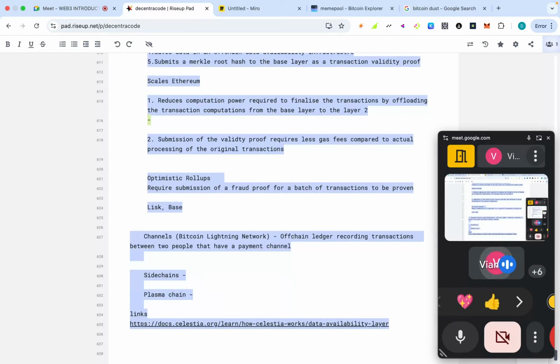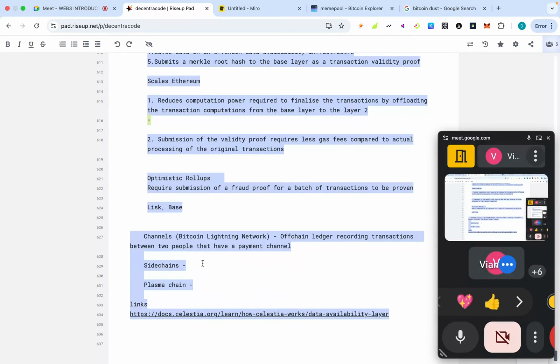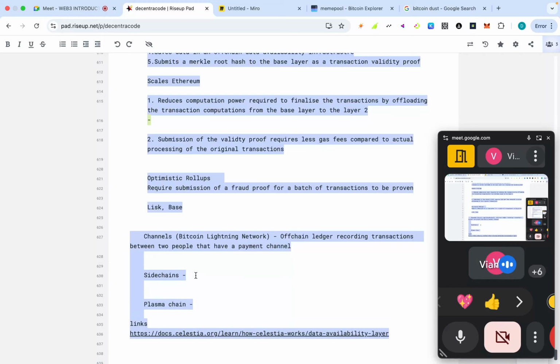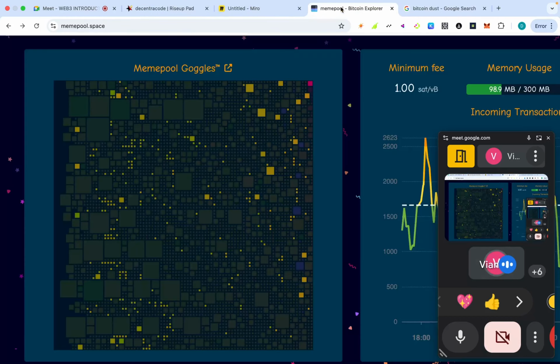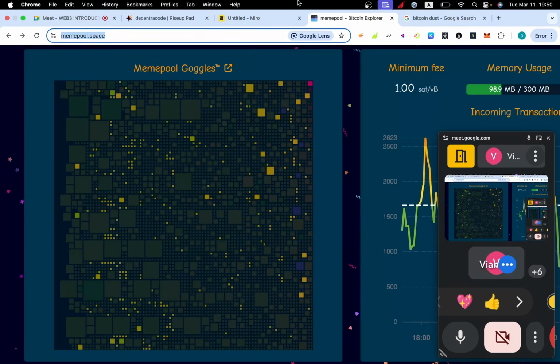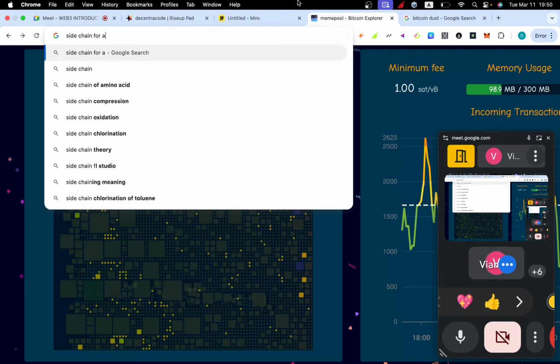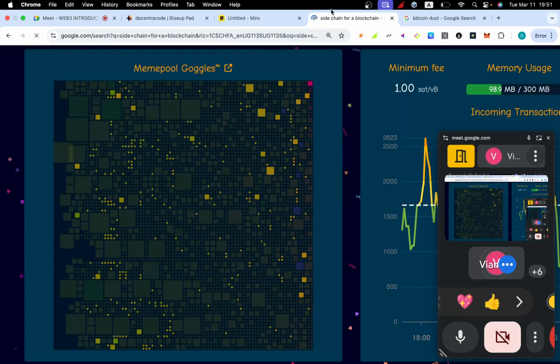Okay, side chains work essentially like roll-ups do. They have a bit of an active interaction with the parent chain. Actually, I think I should just show you a picture of that one now. Side chain for blockchain. Maybe I'll explain it when we look at it.